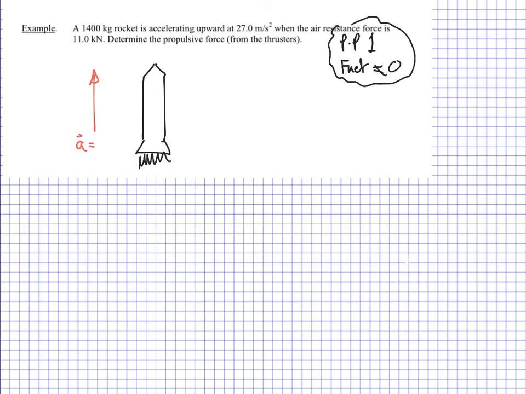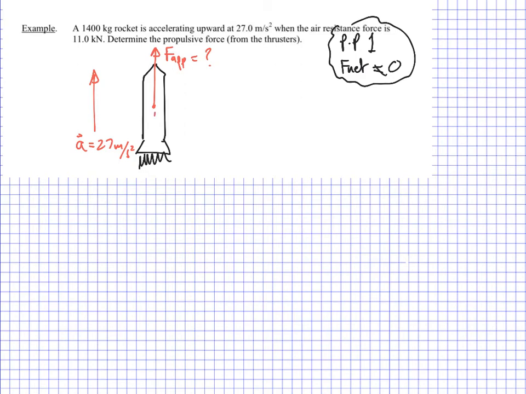There's my acceleration upwards. That means I'm going to have some kind of applied force. This is going to be coming from the thrusters. This is actually what I'm trying to find. Okay, it's asking me to determine the propulsive force. I've got an acceleration upwards of 27 meters per second squared. And I'm told that the force of air resistance, the FAR, is 11,000 newtons.